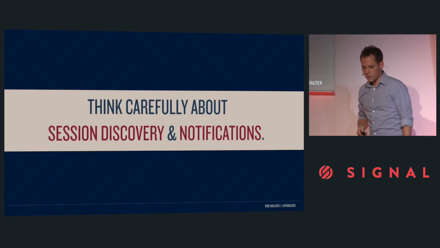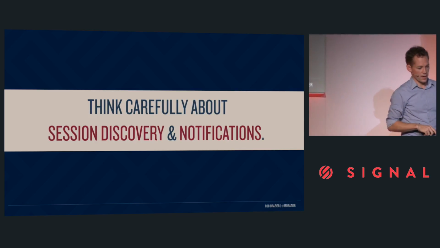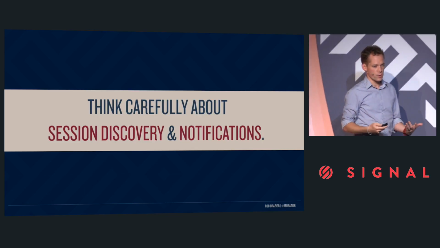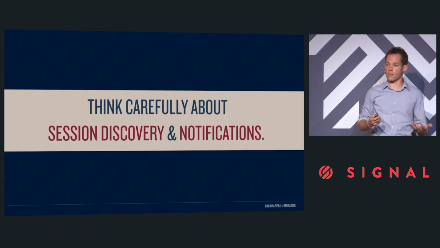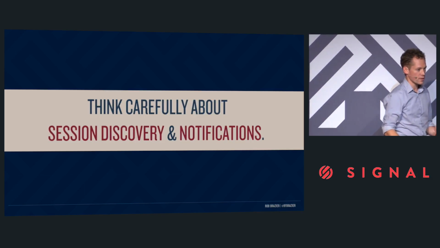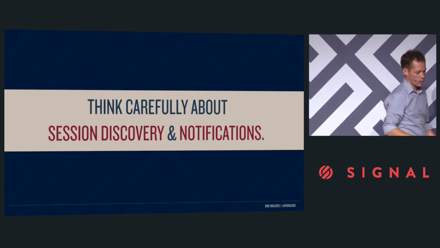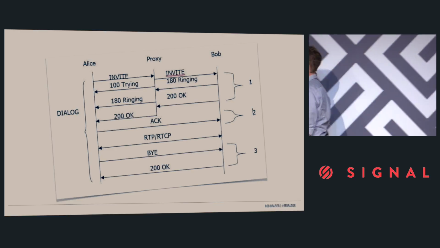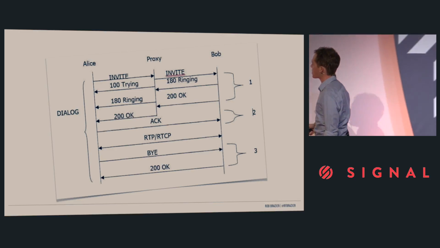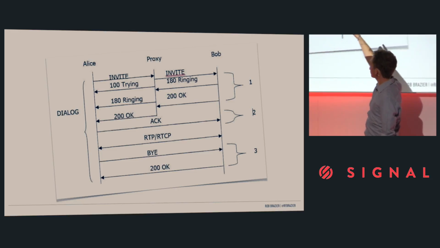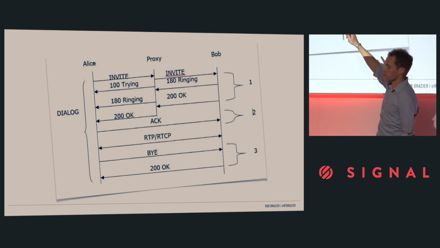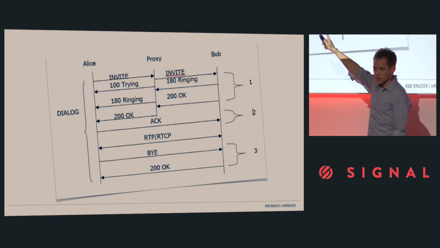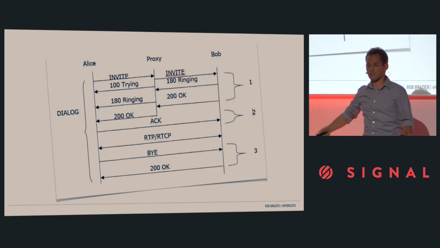Okay, next point. Think carefully about session discovery and notifications. So how do users in your application discover a call? How are they notified when they're being called? How do they get connected to a call? So I've shown this diagram a few times. The old method for SIP was to send an invitation, and that invitation would cause your phone to ring. And you had a limited amount of time to respond to that invitation, send back this 200 OK message. And if you didn't do that, then you missed the call.